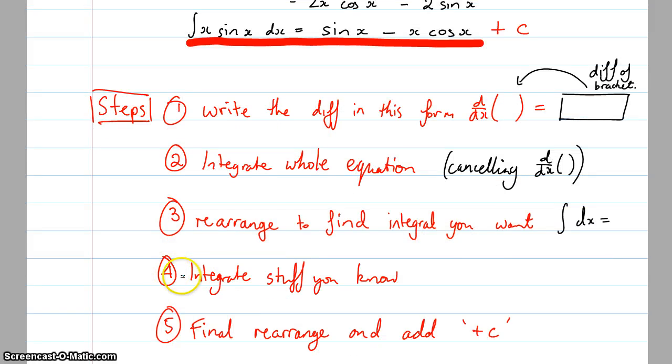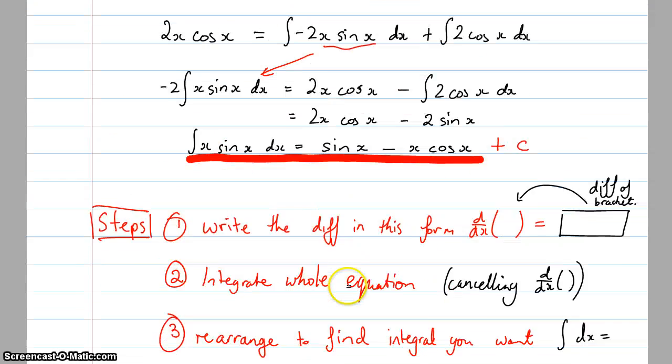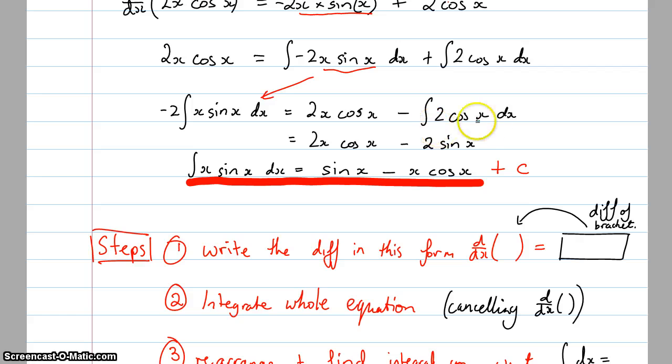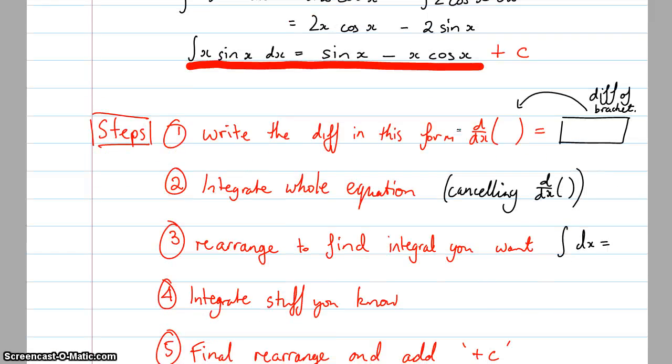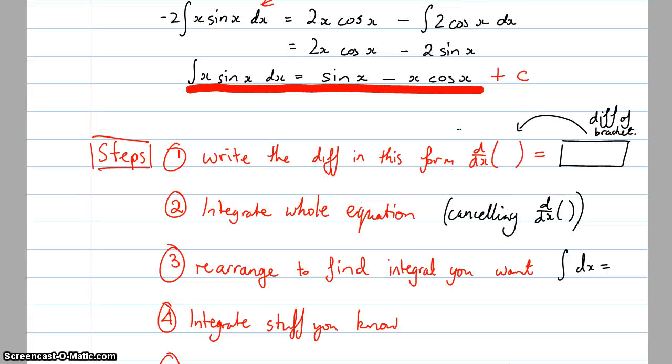And then I integrate the stuff that I know, okay, which was this bit here. I integrated 2 cos x to become negative 2 sin x. And then finally, I just rearrange, or I divide by negative 2 in my case, or do whatever I need to do, and then add a plus c just to get the actual answer the way that I want it.